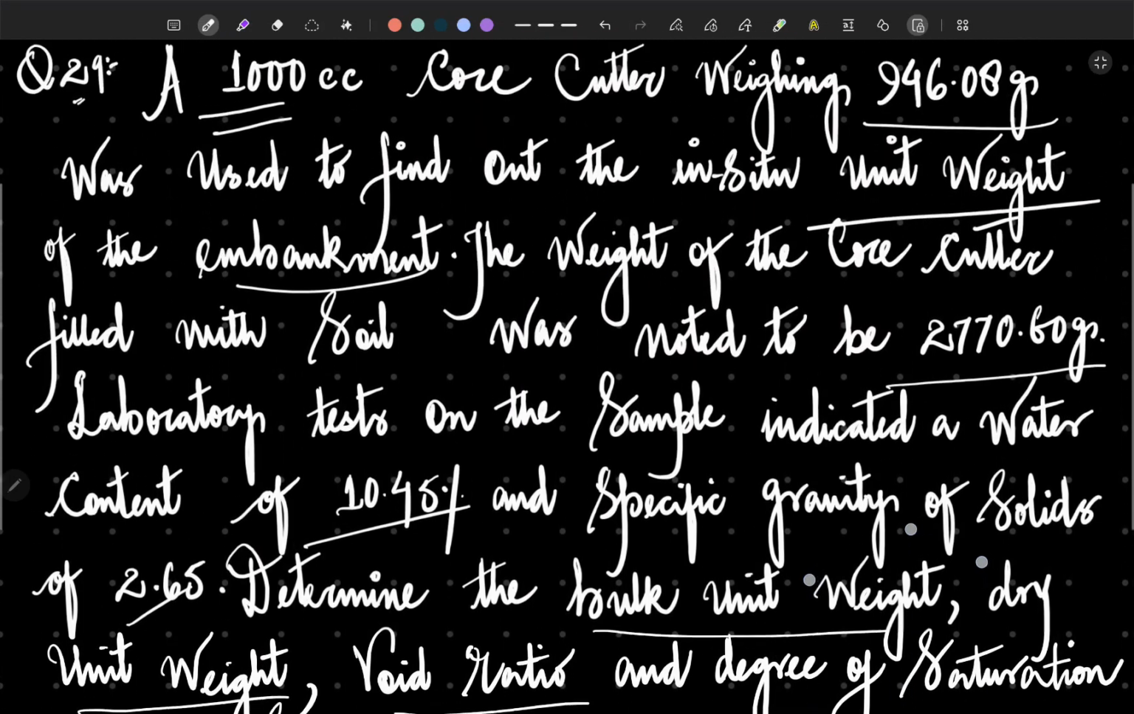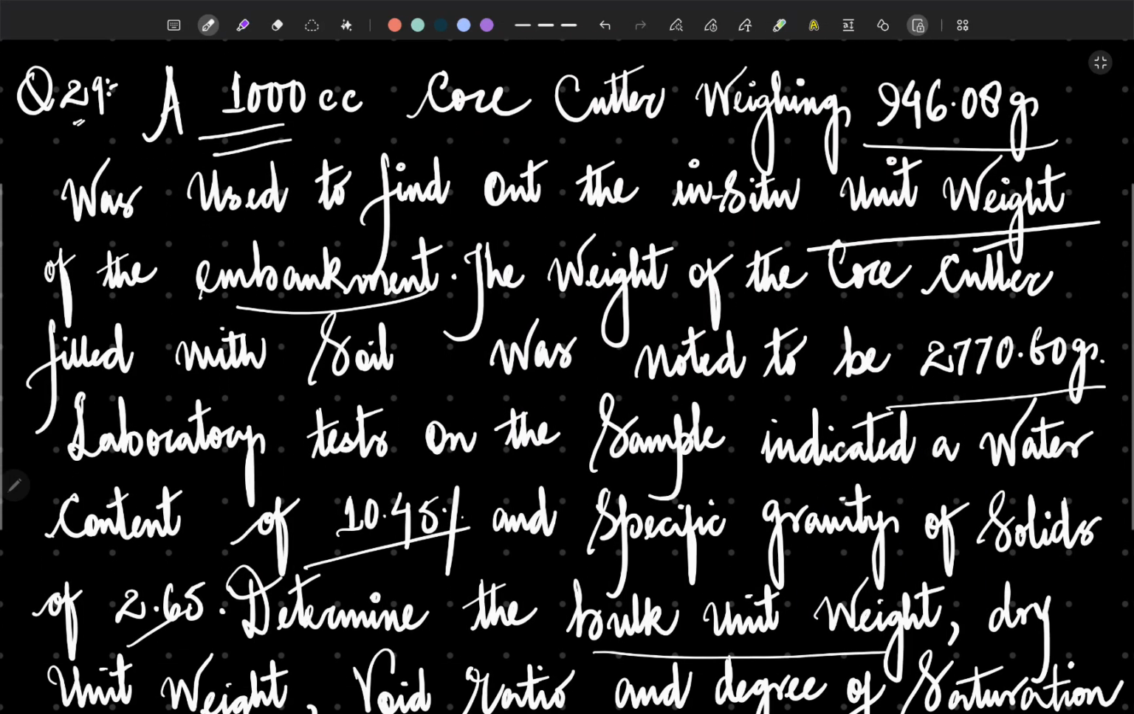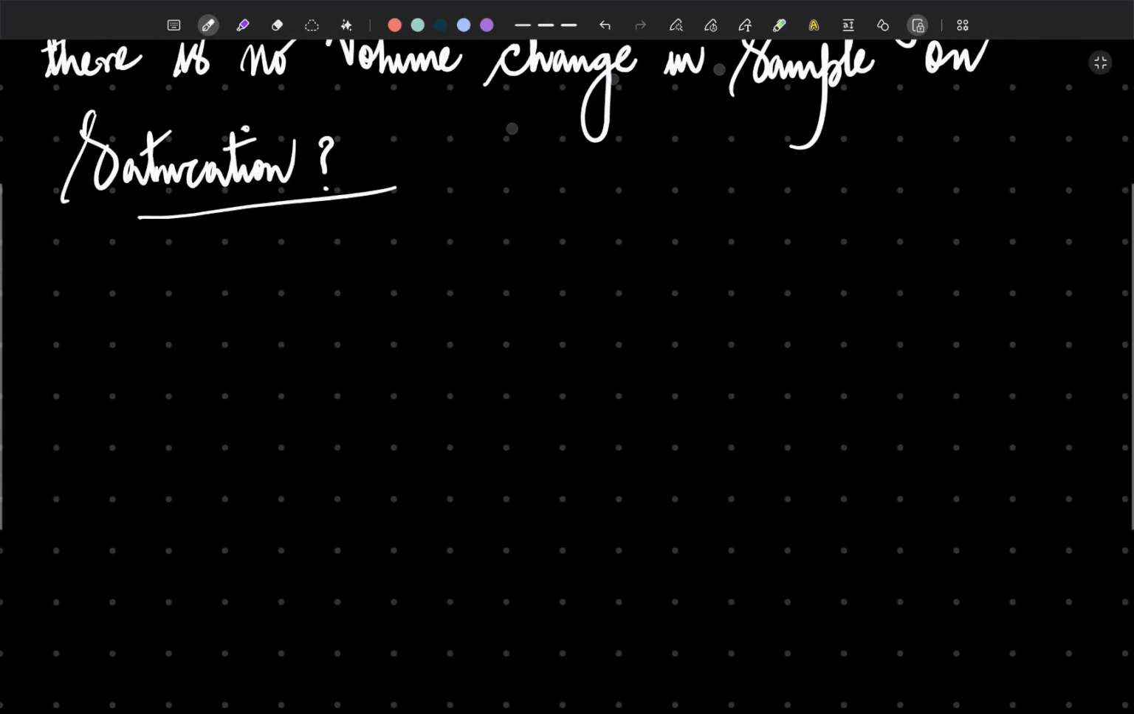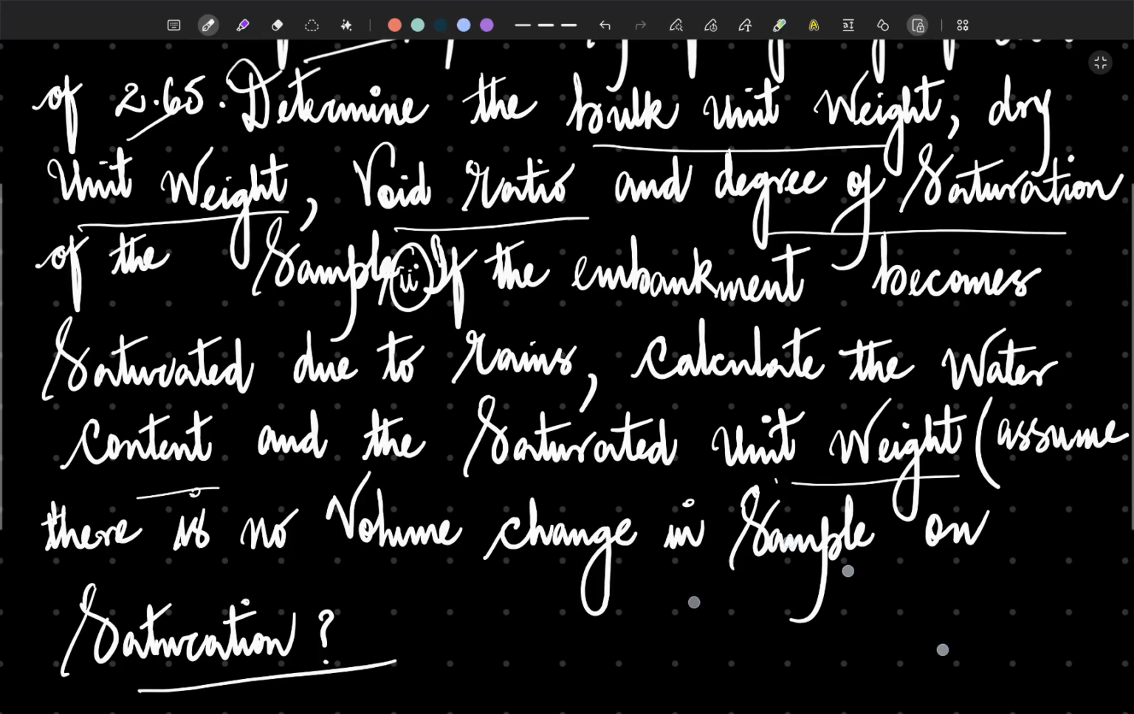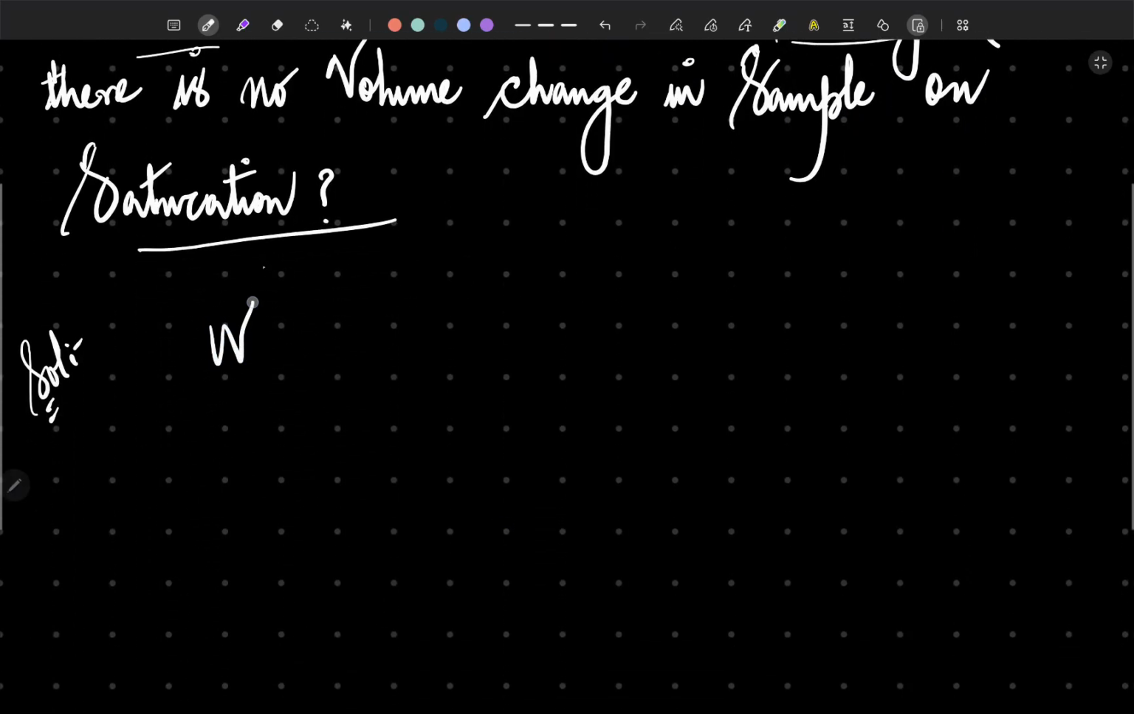All right, so let's solve this question one by one. Let's find the value of part first. Weight of the soil in the core cutter. How much is that? Weight of the soil in core cutter.